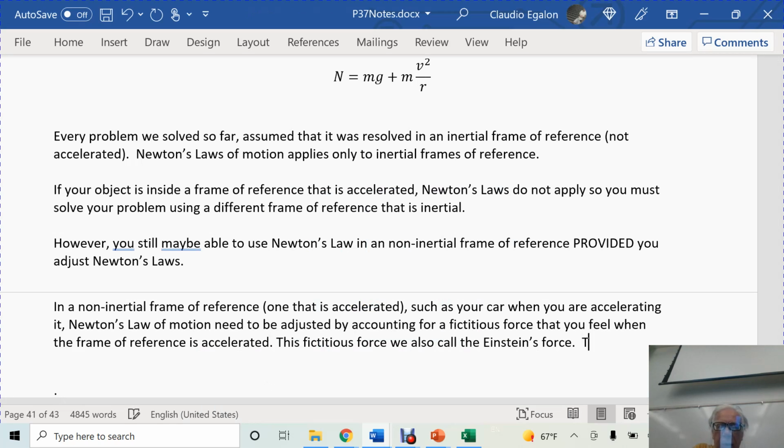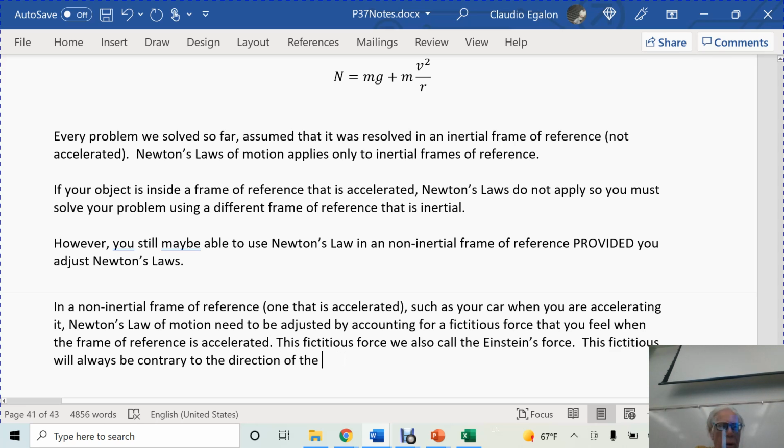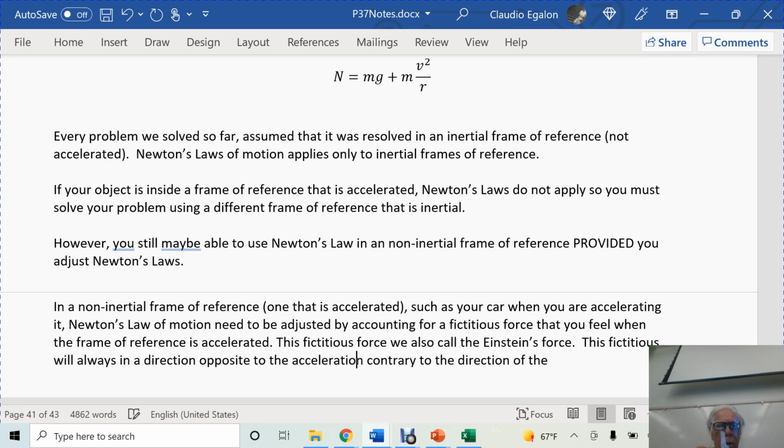Here you go. This fictitious force will always be contrary to the direction of the referential. It will always be in a direction opposite to the acceleration of the frame of reference.